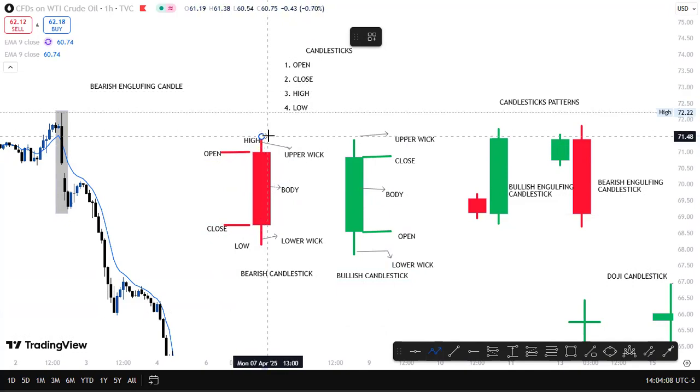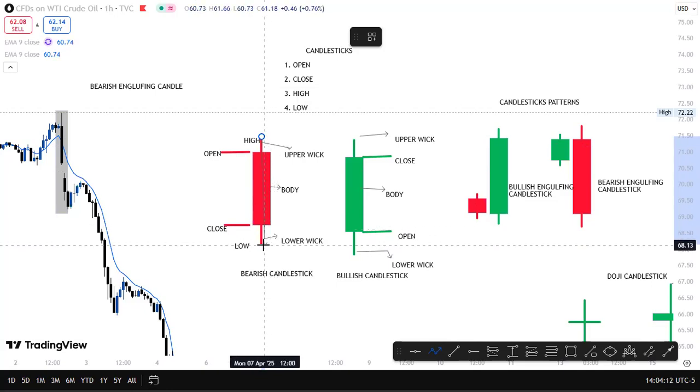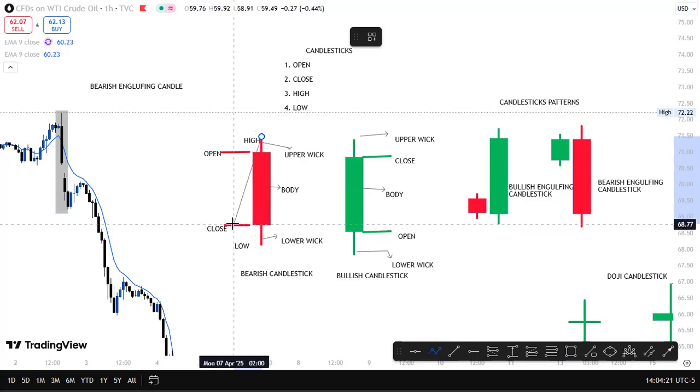Then sellers step into the market again. They try to flex their muscle and push the price all the way to this point here, which is the lowest point price went to. And then buyers step into the market again, push the price up to this point here, and it closes at this point. So we open above and we close down, meaning we're going down in price. That's for a bearish candlestick.